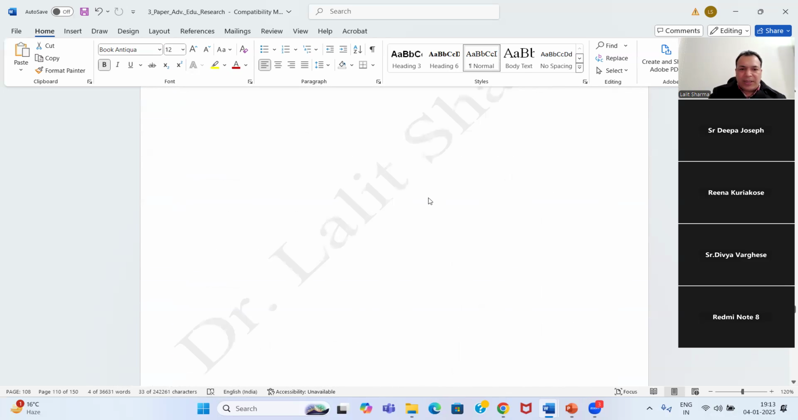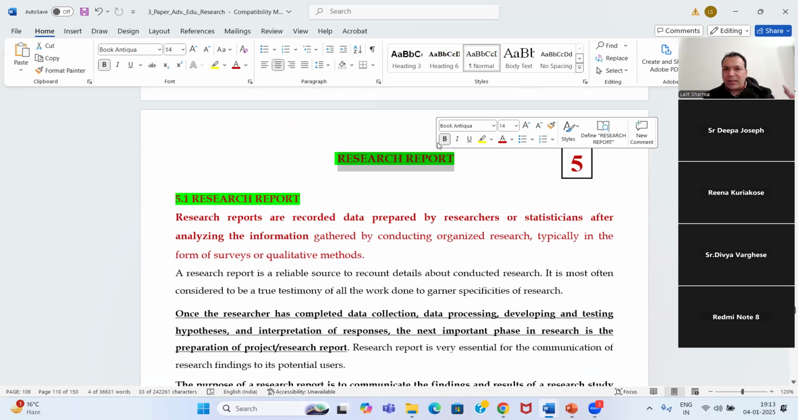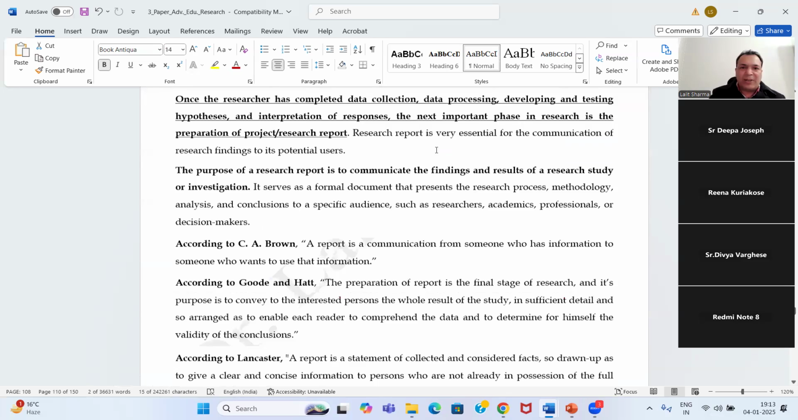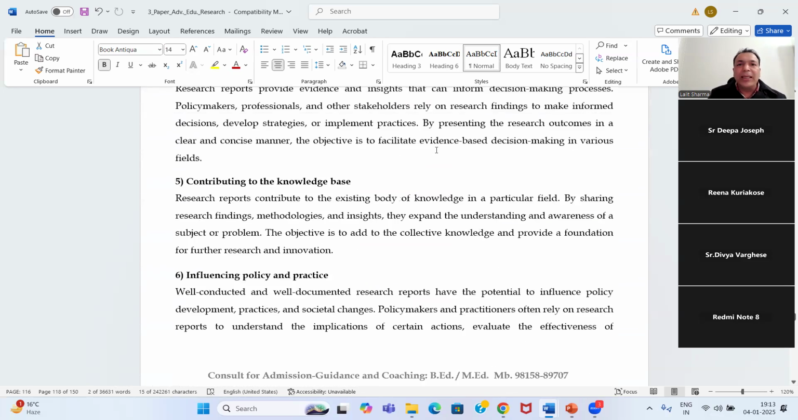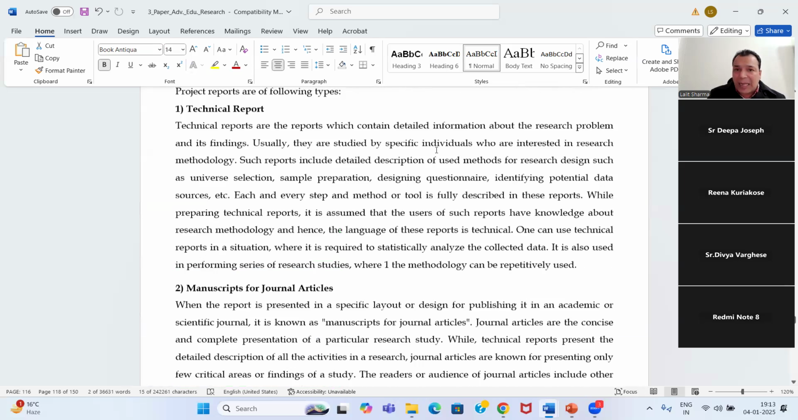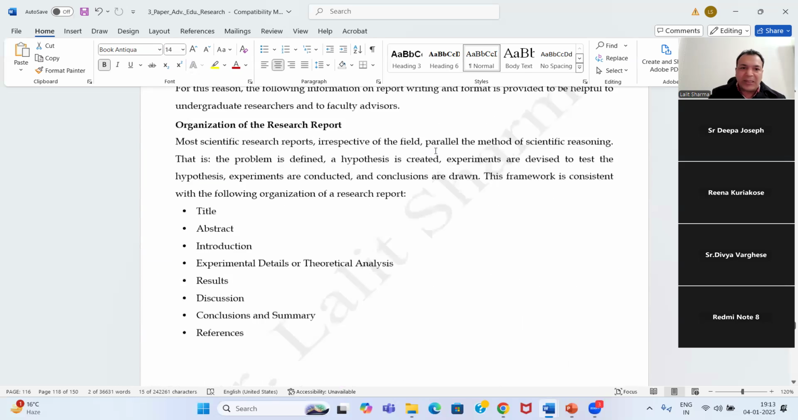Then the next chapter is the research report. We are discussing the research report. Fifth chapter, we are done with it. Today we discuss the research report. Under this chapter, research report, research proposal is given, steps are given. Okay, difference is given, everything is given, right.